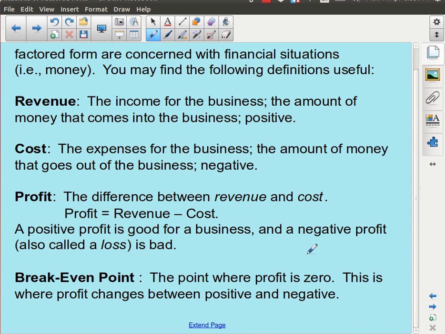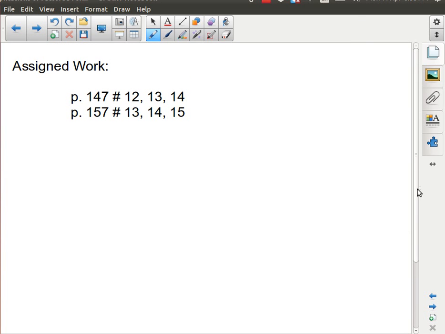That's a bad thing. So just keep that in mind when you're looking at the homework for this unit and for other application questions going forward. And there is the assigned work for this lesson.